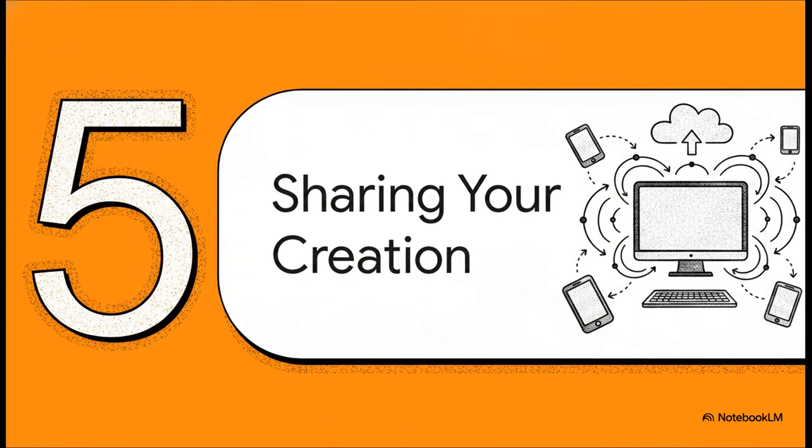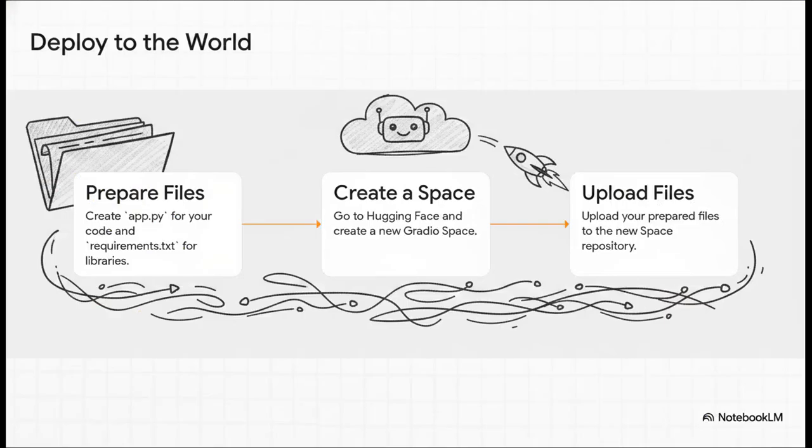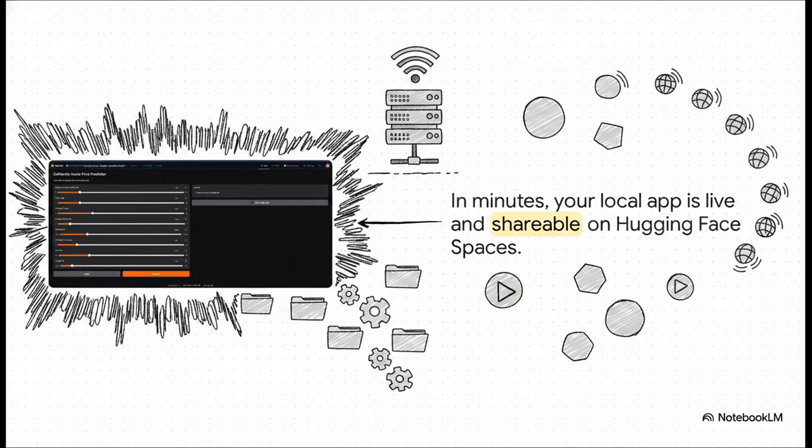So you've built this amazing interactive AI demo on your own computer. Awesome. But the whole point is to share it with people, right? So how do you get it from your machine out into the world? Honestly, it's almost ridiculously simple. You just save your Python script and then create a little text file that lists any special libraries you used. Then you just hop over to a site called Hugging Face Spaces, click Create a New Project, and upload those two files. And that's really it.